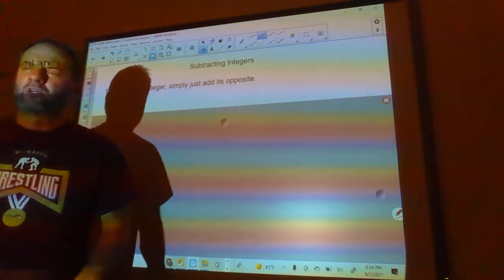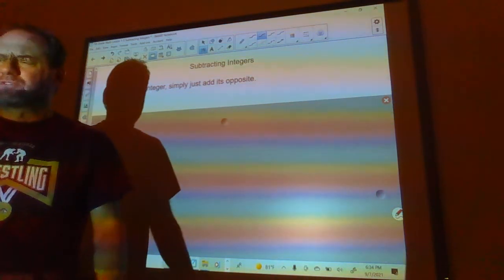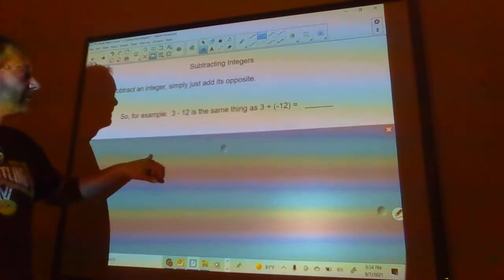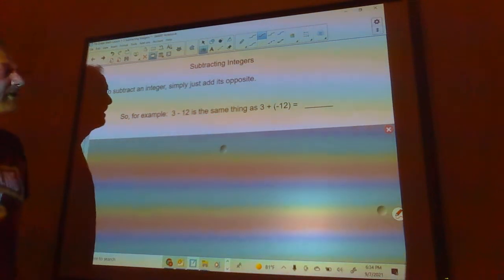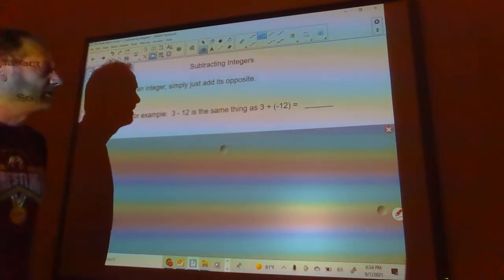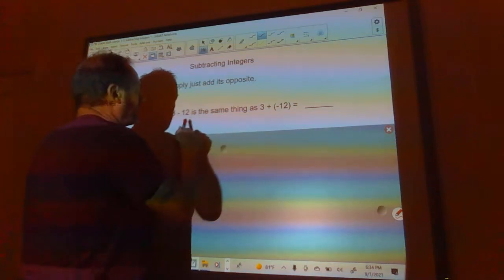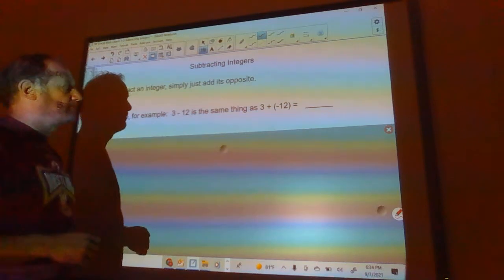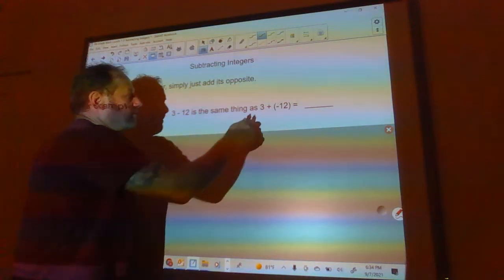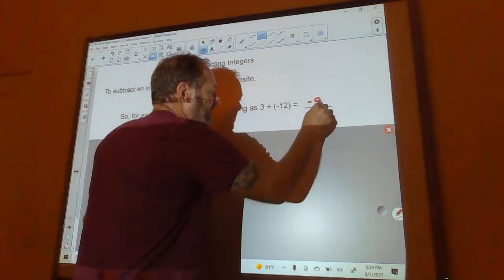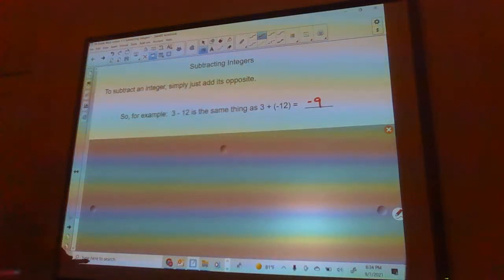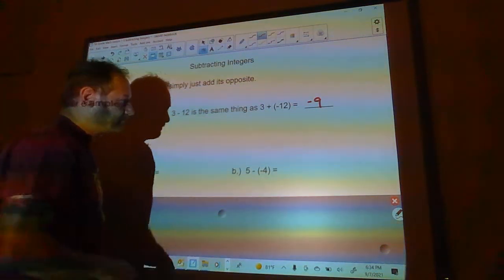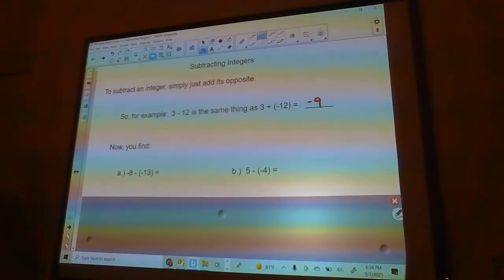Something you need to know, there's really no such thing as subtraction. Subtraction is just addition with negative numbers. That's the only difference. For example, 3 minus 12 is the same thing as 3 plus negative 12. If one of these ways is easier for you than the other, then use whichever way seems the easiest. But 3 plus negative 12, of course, is negative 9, and you're done. You can use a number line if you need to. Whatever makes it simple for you.